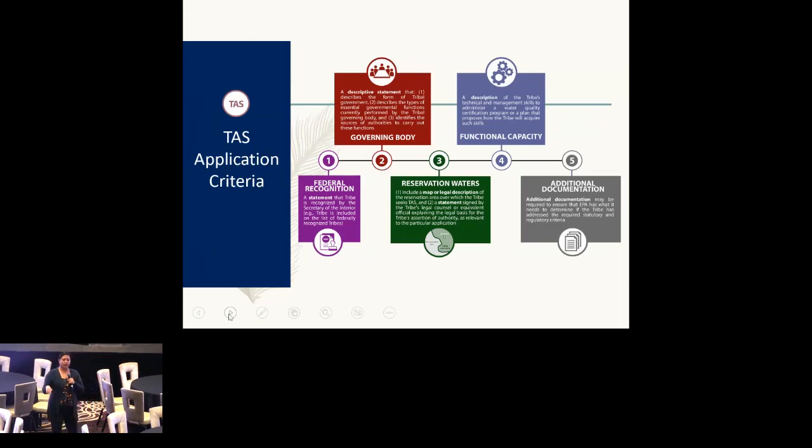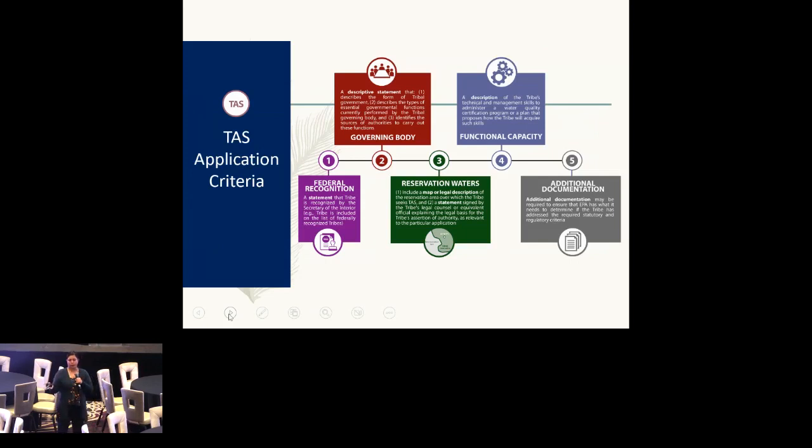You would need to show reservation water. So this is really a key that may hold up your application. We need a very descriptive map that identifies the waters of the reservation and your boundaries, a clear definition of boundaries. This is what, during the public notice, the public will look at to determine if you have the jurisdiction that you're applying for. And then capability, right?